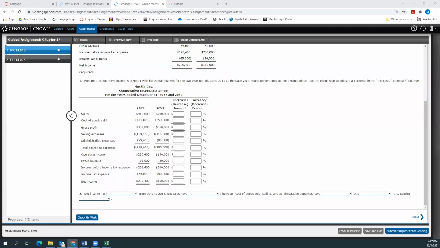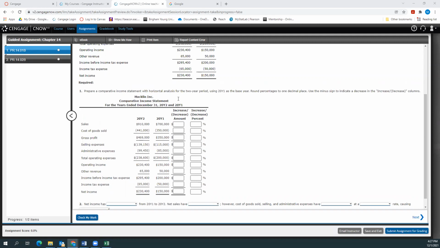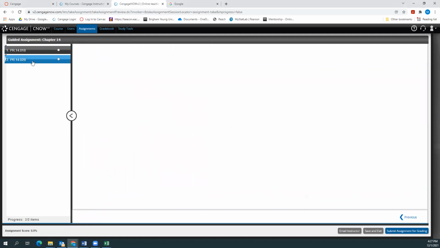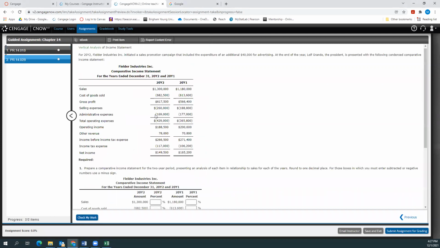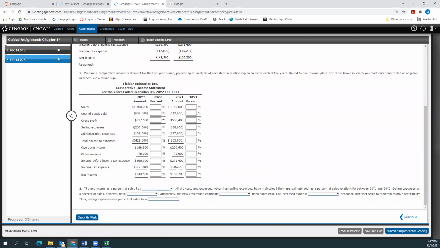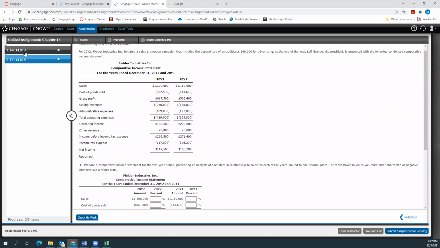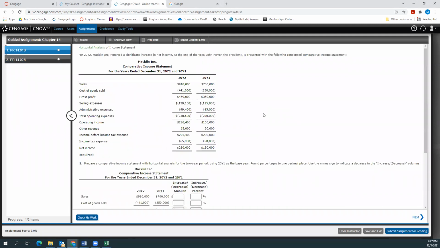Hey, everybody. Welcome to the guided assignment for chapter 14. This one wants us to do a comparative income statement for the first problem. And then on the second problem, it's going to have us do a comparative income statement, like a vertical analysis. So a horizontal and a vertical analysis.